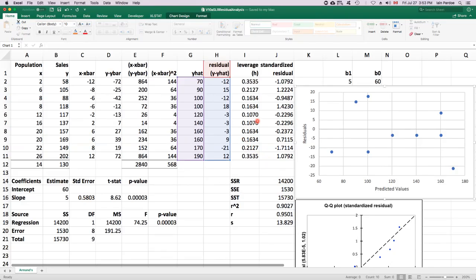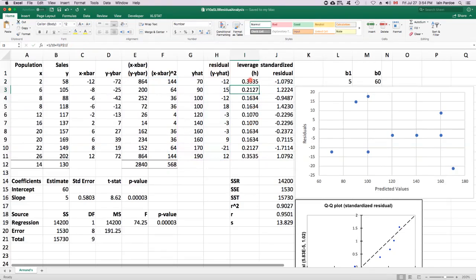And to check normality, we're going to calculate something called a standardized residual. So the standardized residual depends on something called the leverage. And the leverage is calculated using this formula. It's based on how far away the predictor value is from its mean.